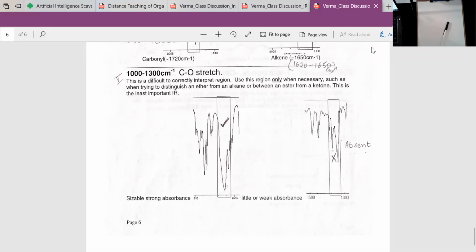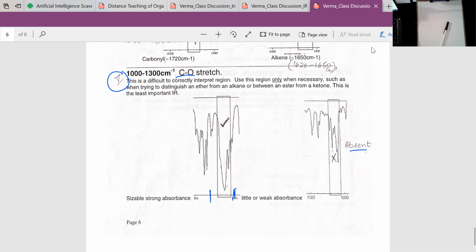Moving on to our fifth region, which is the fingerprint region. We will only be looking at the C single bond oxygen. Between 1000 and 1300, this peak appears as a strong, broad peak. In its absence, you will see other peaks, but they will not be as broad and as strong as the C single bond O peak.